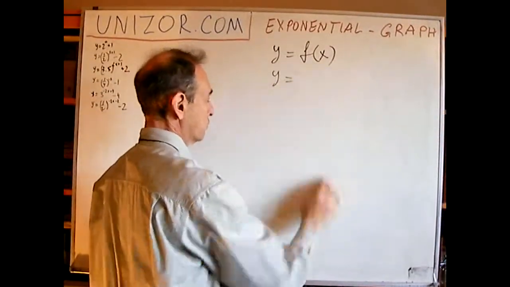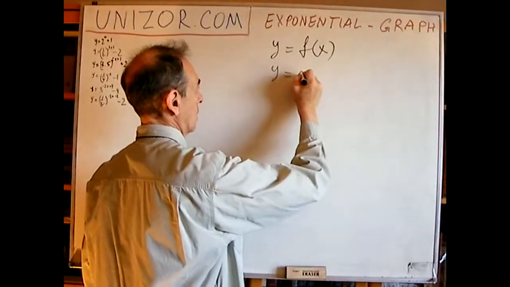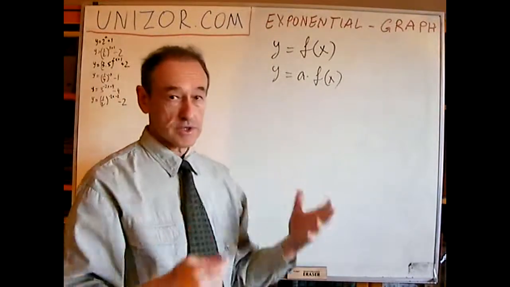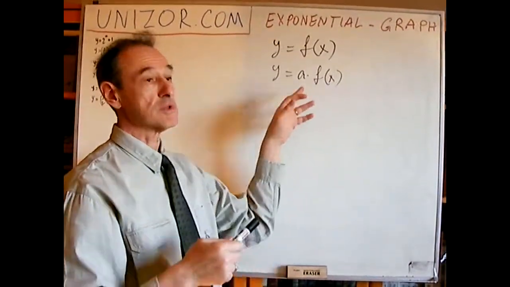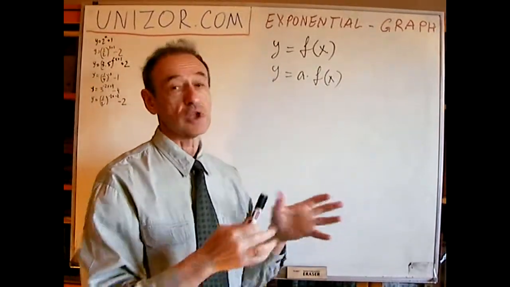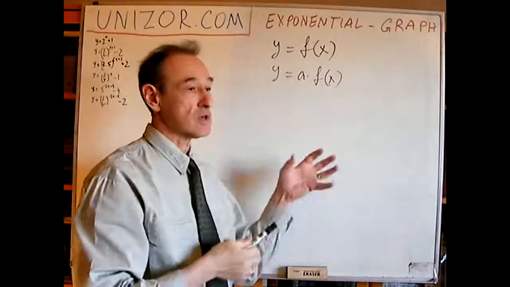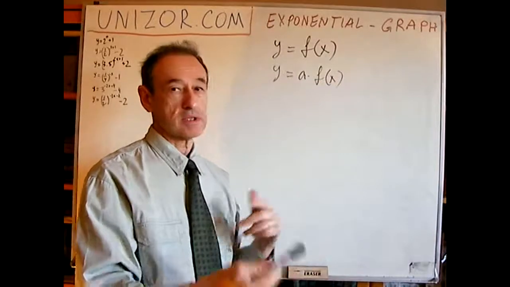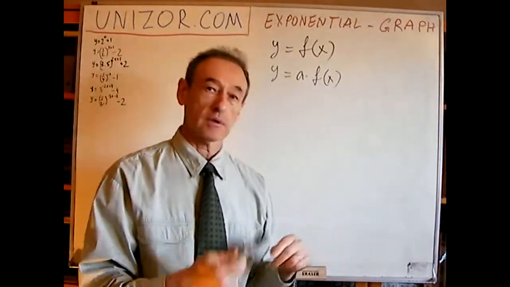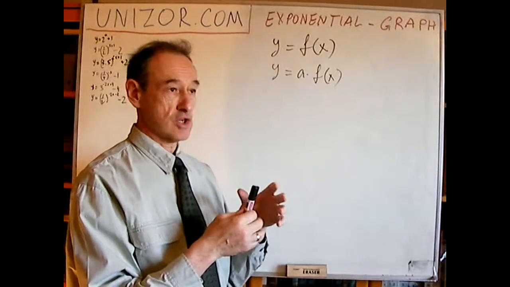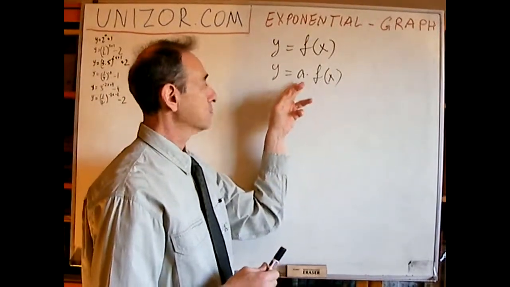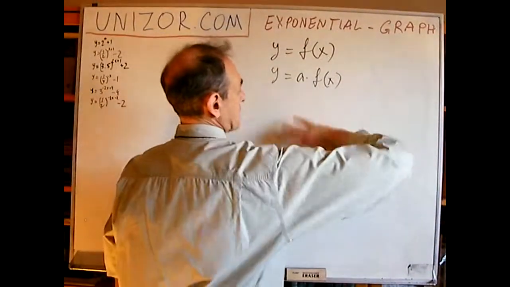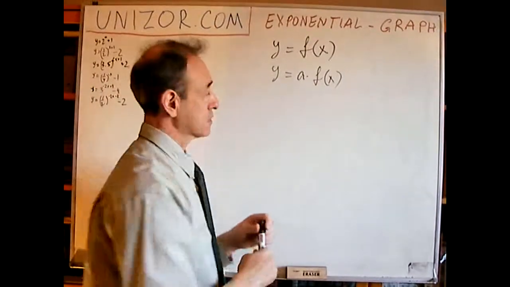And finally, what if you multiply the function? Well, then again, this is a vertical transformation. Whatever you do with the function, it's always vertical. Whatever you do with argument, it's always horizontal. So in this case, it's stretching or squeezing by a, depending on whether a is positive or negative, and whether it's greater than 1 or less than 1. If it's greater than 1, it's just stretching. If it's positive but less than 1, it's squeezing by 1 over a. If it's negative, you first reverse the graph this way, and then do the stretching or squeezing.